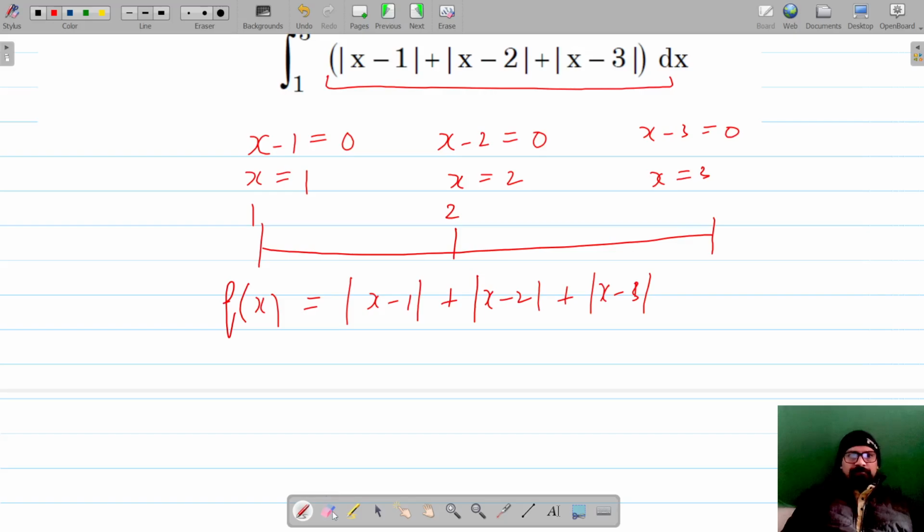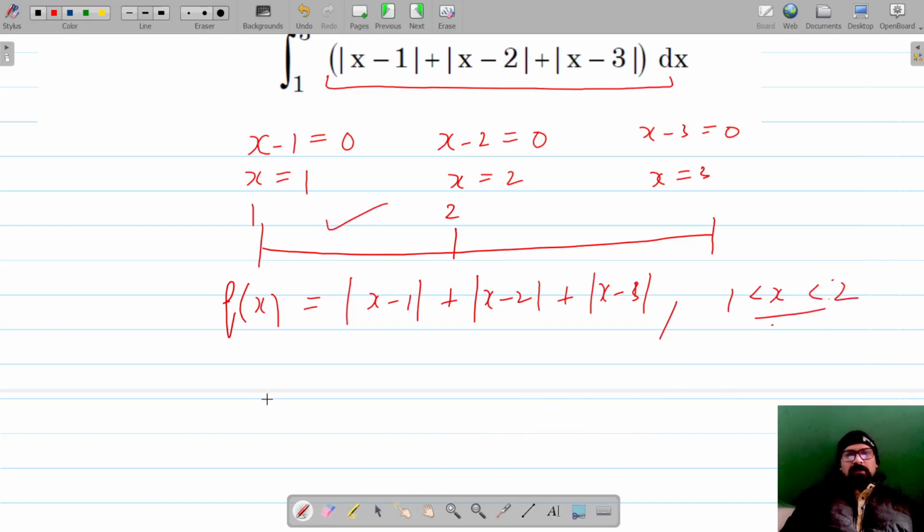Okay, and we are going to evaluate this function for the values of x greater than 1 but less than 2. Sorry, 2 for the first interval.